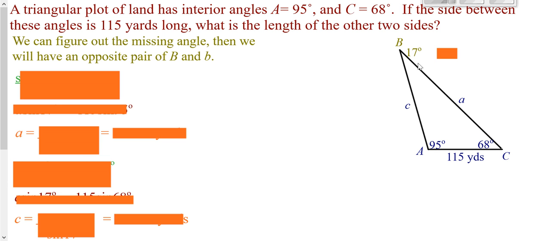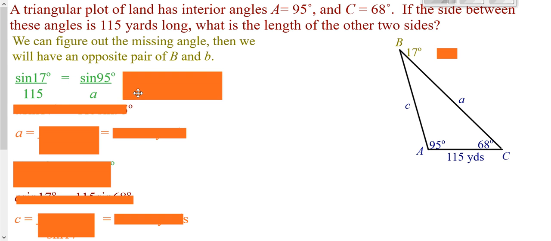Once we know what B is, we now have an opposite pair, so then we can use law of sines. Without knowing what angle B was, we would not have had an opposite pair. So we could go the sine of our angle for our opposite pair over the side opposite equals the sine of angle A over the side of A. Then, being a fraction equaling a fraction, we can cross multiply.